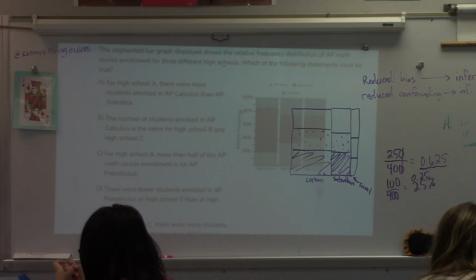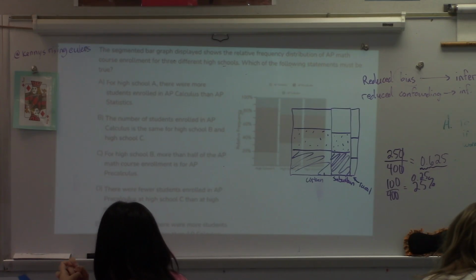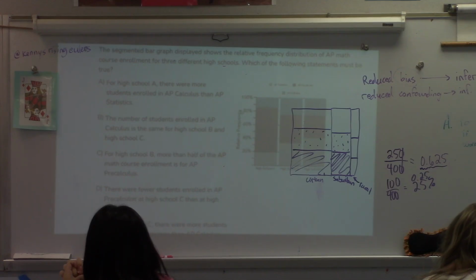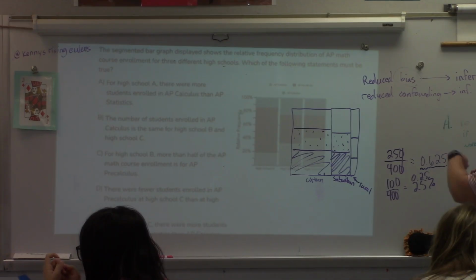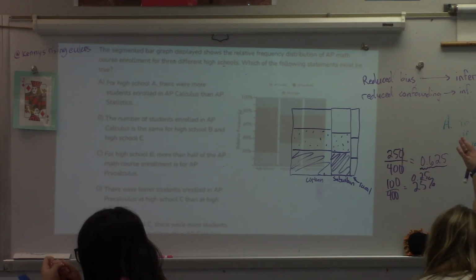Well, it says which of the following must be true. Yeah, and B and D, I think they're really comparing the different high schools' results. Wait, so you're saying which ones are false? No, B and D, I was confused about true and false. Okay, so we're only looking for what must be true. B says the number of students enrolled in AP Calculus is the same for high school B and high school C. Now, I just want to stop and point out, there's students.